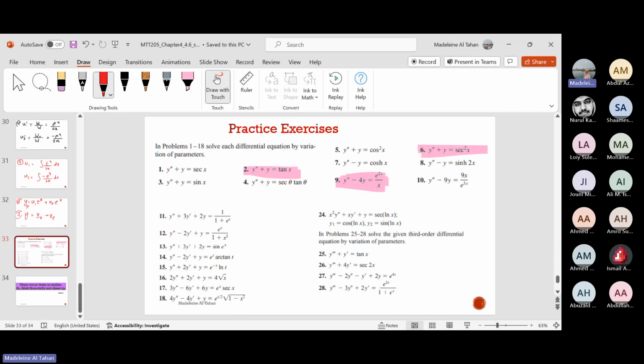Okay. Here we have some exercises. I want to make sure we already did this exercise as a group. The next exercise that we will do is y double prime plus y equal tangent of x. So we'll start with this one now. I need each of you to write this question and start with it. Please start with this question. Do all the steps that we did.